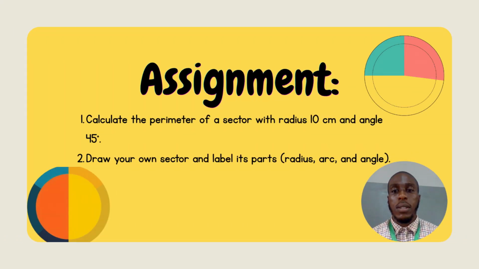So the assignment is, number one, to calculate the perimeter of a sector with radius 10 centimeters and an angle of 45 degrees. And the second one is to draw your own sector and label its parts. Your own sector, not someone to help you draw it. Draw your own and label its parts. Make sure you include the radius, the arc, and the angle itself.